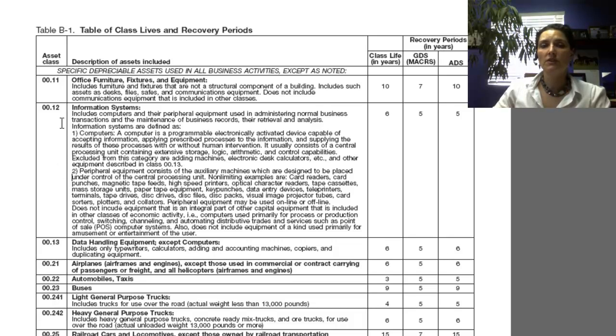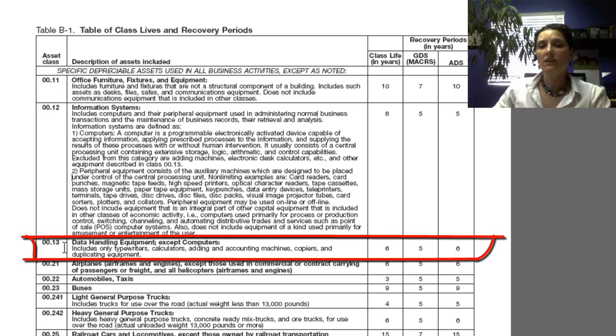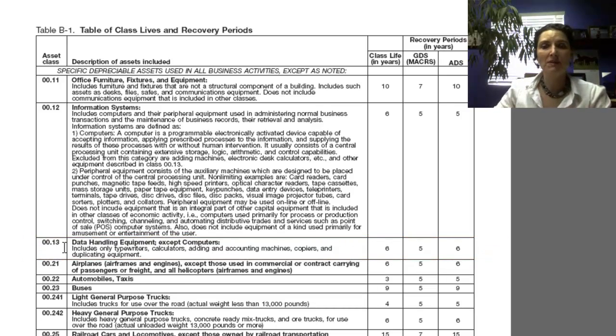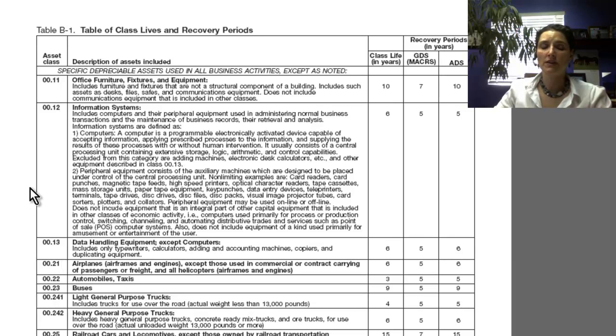Let's compare that, though, to information systems and data handling equipment that is not a computer, such as an old-fashioned clickety-click typewriter, if you had a reason to even buy one of those, or an adding machine, duplicating equipment, and so forth. Well, those fall under a different asset class. So they could fall under a different ADS or GDS election than items under asset class 00.12.